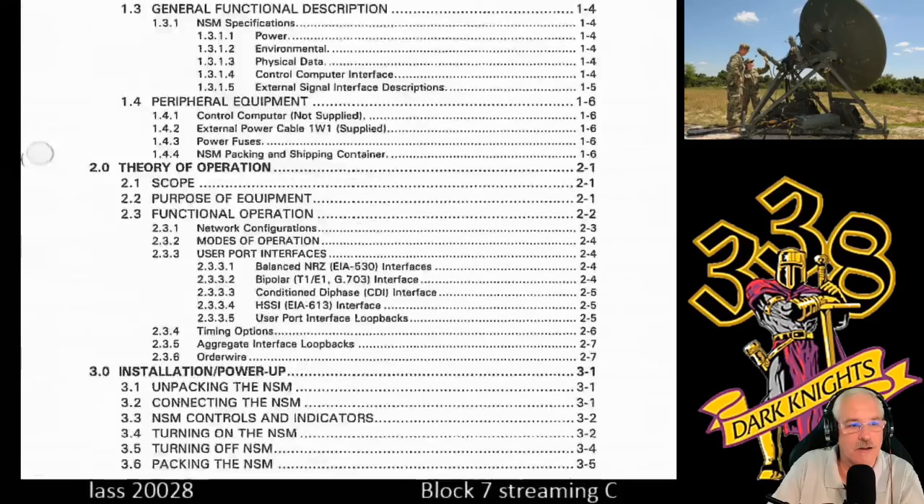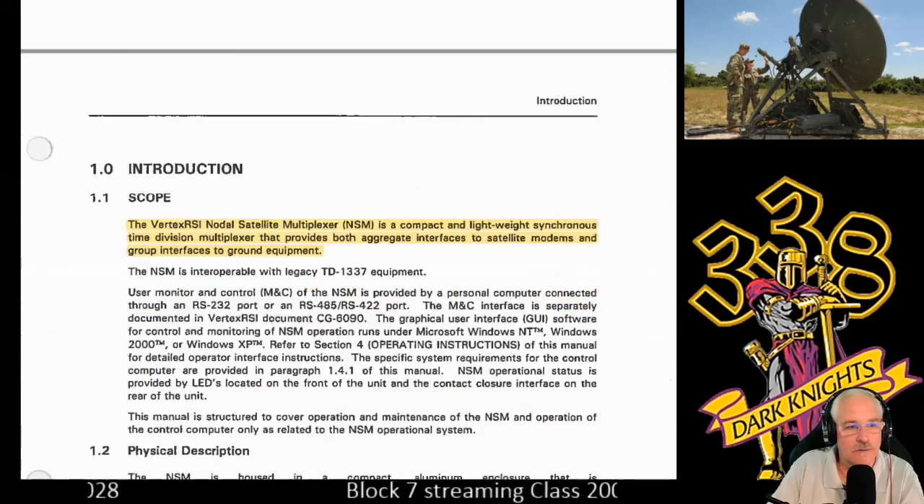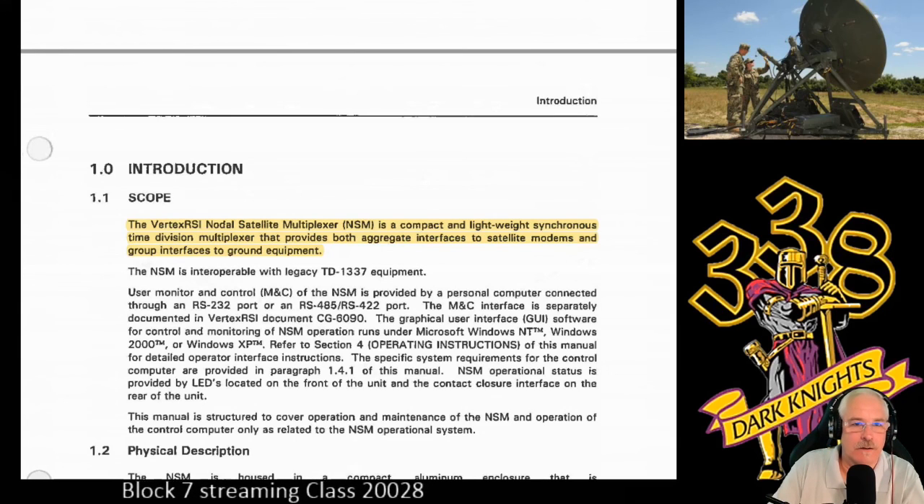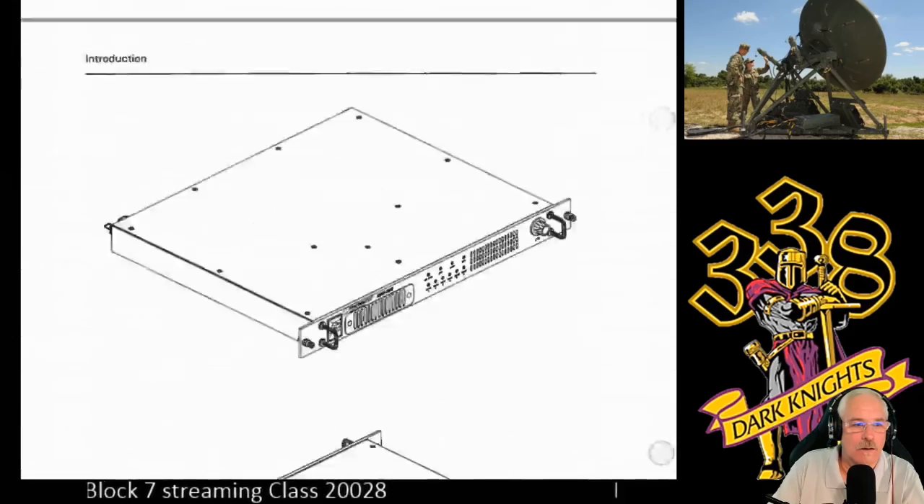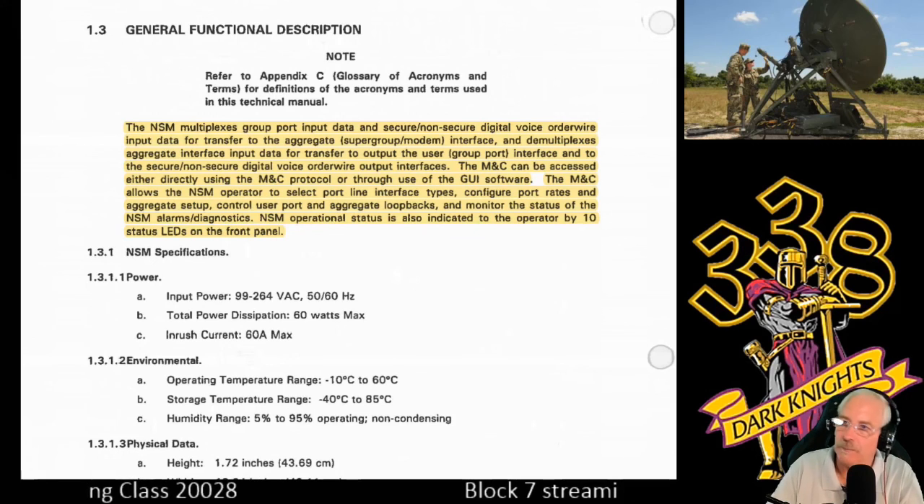I'm just going to casually get down to, I think it's 1.1 scope under introduction. You can see it's just giving you an idea of what it is and what it interfaces with. But we don't get into the good stuff until we hit 1.3. Remember, we talked about functional descriptions and purposes and all that? Well, this is the start of it.